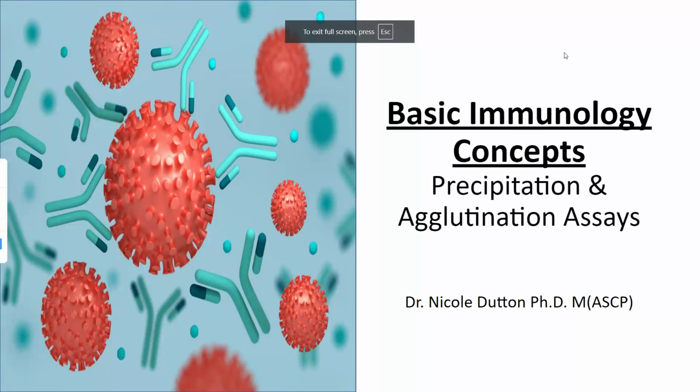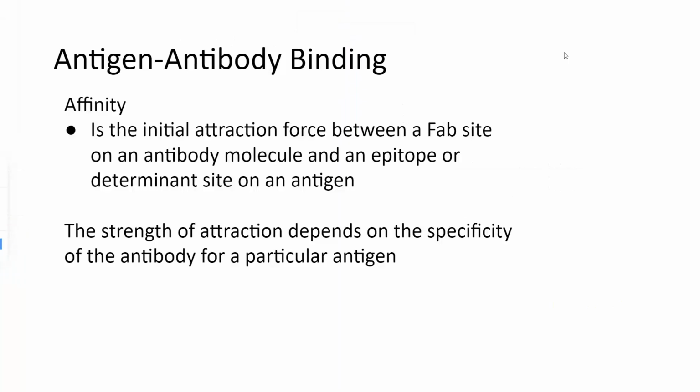Precipitation and agglutination assays. So to start, we're going to talk about antigen-antibody binding. Affinity is the initial attraction force between a Fab site on an antibody, or the part of the antibody that binds to the antigen, and an epitope or determinant site on an antigen.